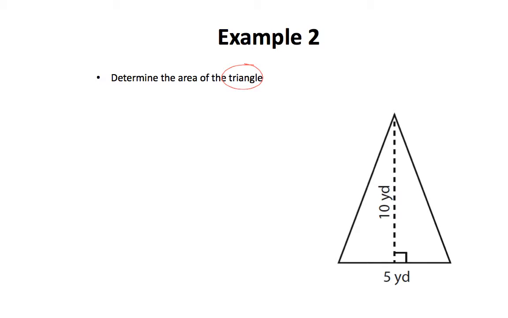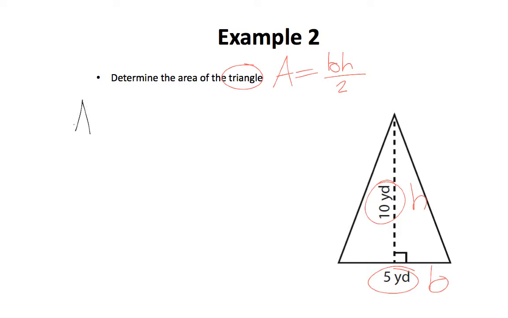In our second example, we want to determine the area of the triangle. If you recall, the equation for area of a triangle is base times height divided by 2. Or you can use the other form of the equation. It doesn't really matter. 5 yards happens to be the base, while 10 yards happens to be the height. Remember, they must meet at a 90-degree angle. They must be perpendicular.